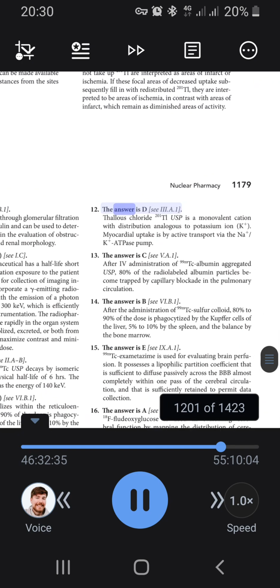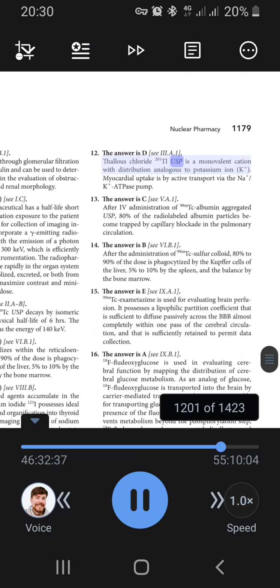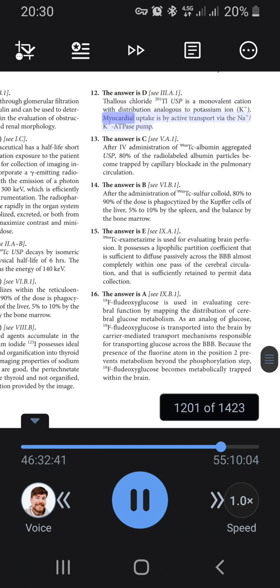12. The answer is D, C3A1. Thallous chloride 201Tl USP is a monovalent cation with distribution analogous to potassium ion. Myocardial uptake is by active transport via the sodium-potassium pump. 13. The answer is C, CVA1. After IV administration of 99mTc albumin aggregated USP, 80% of the radiolabeled albumin particles become trapped by capillary blockade in the pulmonary circulation.